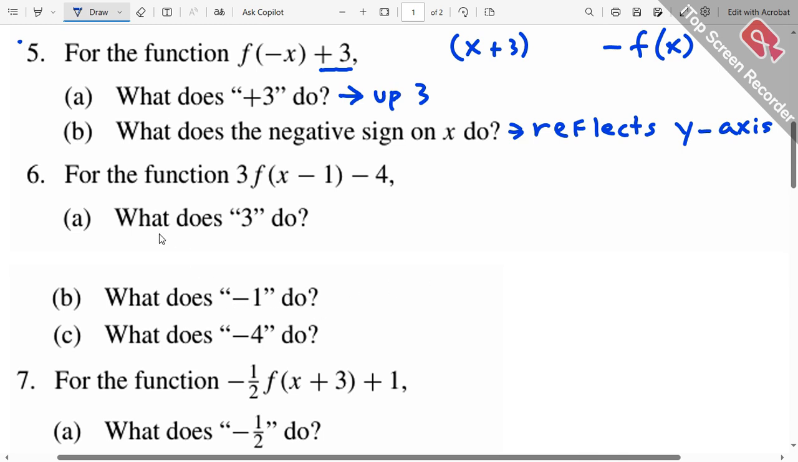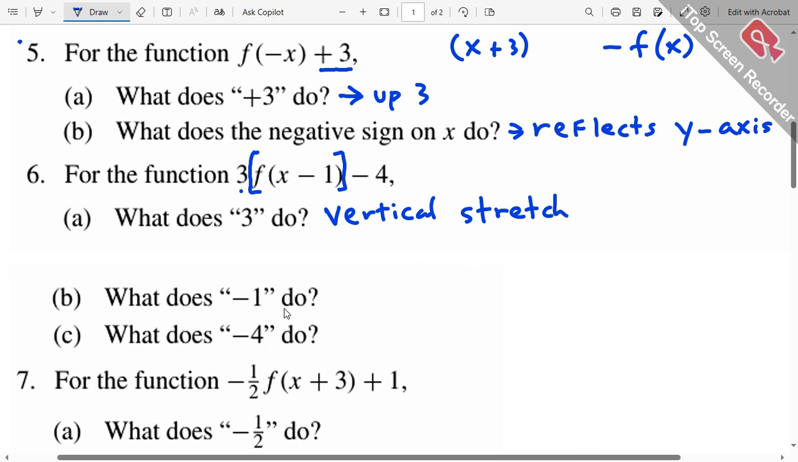All right, number 6. This is the function here. What does the 3 do? Well, the 3 is out front. The 3 is multiplying times the whole function here. So if you take f of x and you multiply it by 3, you're multiplying the y value by 3. And that's going to be a vertical stretch. You multiply the y values by 3, it's just going to increase or decrease faster.